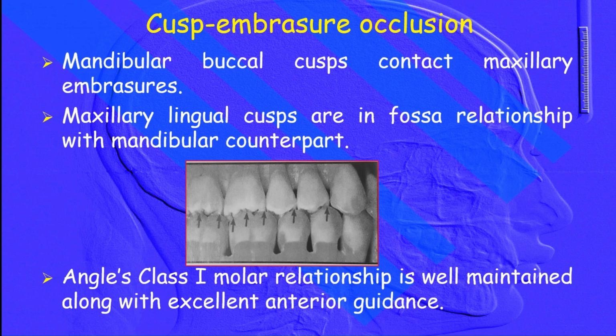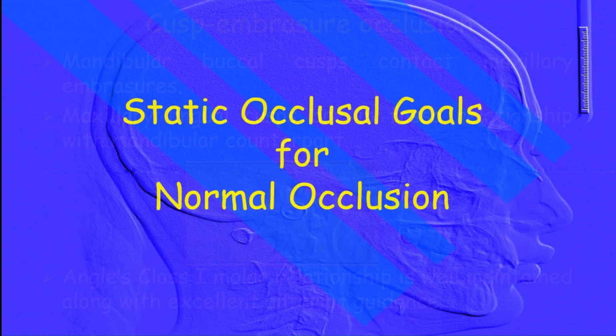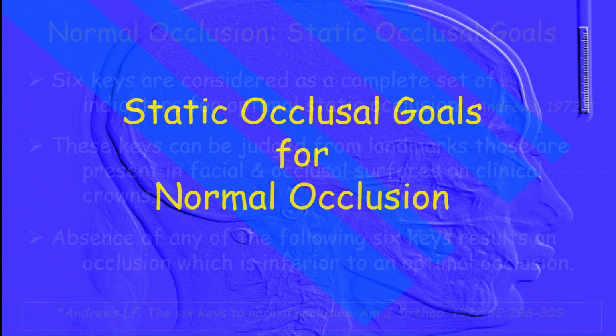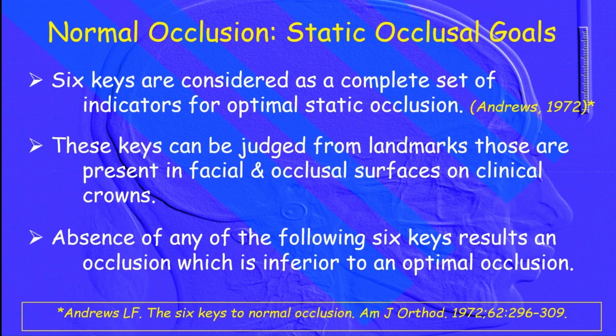The only argument over this occlusion is the plunger cusp to marginal ridge relationship and the ability to hold centric without tripodization. From here, we will discuss the static occlusal goals of a normal occlusion. When we discuss the static occlusal goals of a normal occlusion, Andrews's 6 keys are considered as a complete set of indicators for optimal static occlusion.